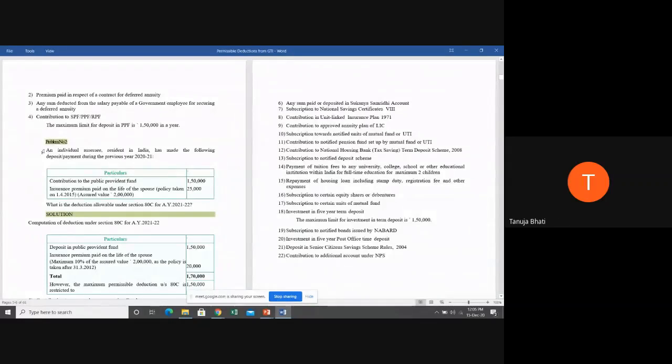Yes, ma'am. Okay. So an individual resident in India has made the following deposits or payments during the previous year 2020-2021. Contribution to Public Provident Fund is 1,50,000. Insurance premium paid on the life of the spouse, policy taken on 1/4/2015, assured value is 2 lakh, premium is 25,000. So what is the deduction allowable under section 80C for assessment year 2021-2022?